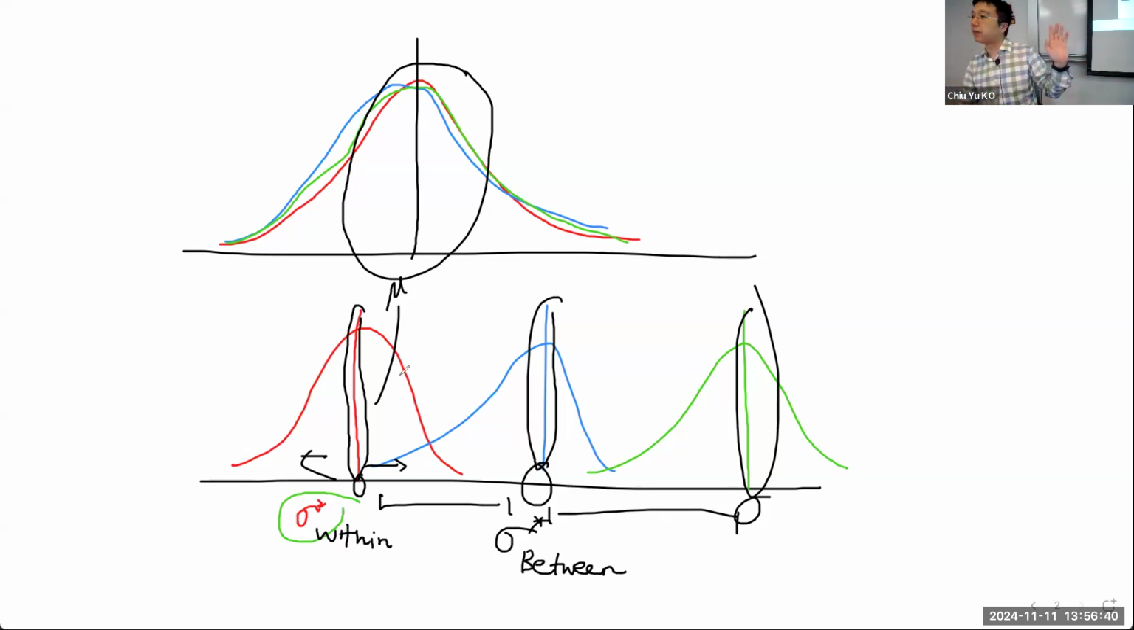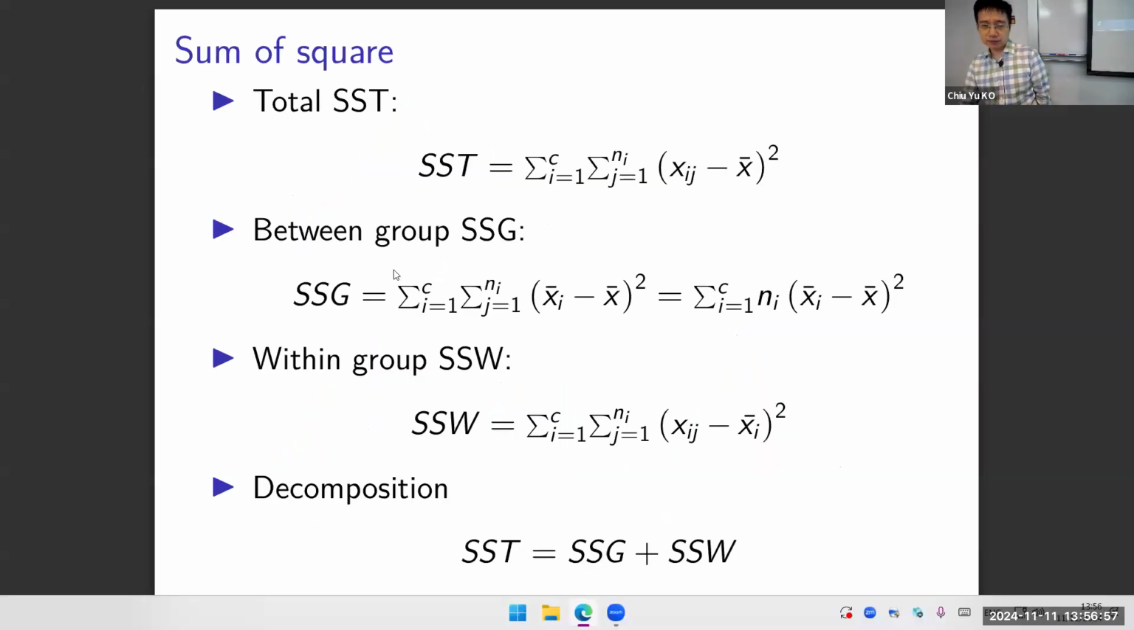Don't worry, we will give the formula. It's a bit more complicated, but the idea is, if they're at the same location, then there should be no difference between how you measure between and within, right? This is the same thing. Okay, but let us go into more detail, though I have given you the main idea already.